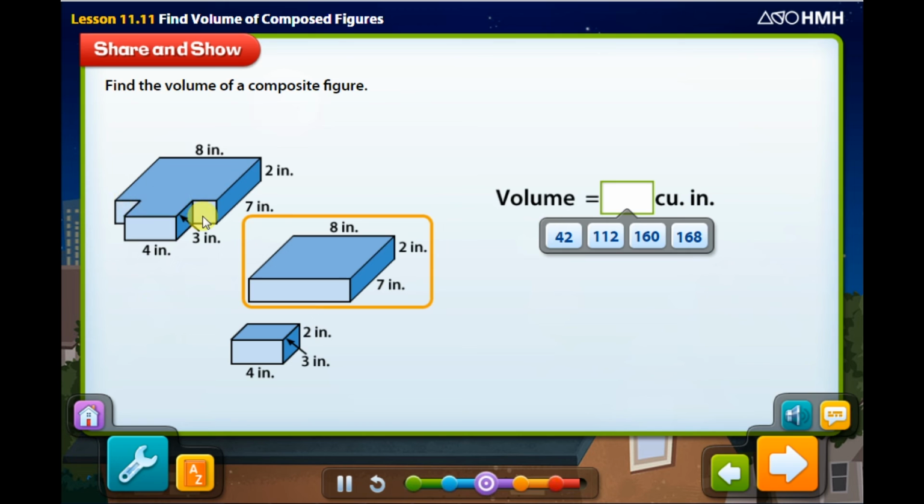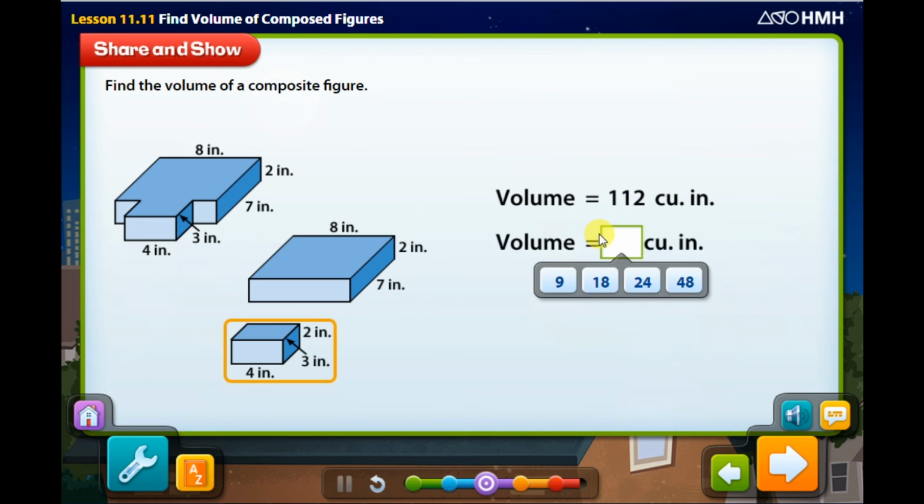What's the volume of the first rectangular prism? This rectangular prism has length 8, width 7, and height 2. So if you multiply them together, it will give you 112. Why 112? Because 7 times 8 is 56, multiplied by 2 will give you 112 cubic inches. That's right. Its volume is 112 cubic inches.